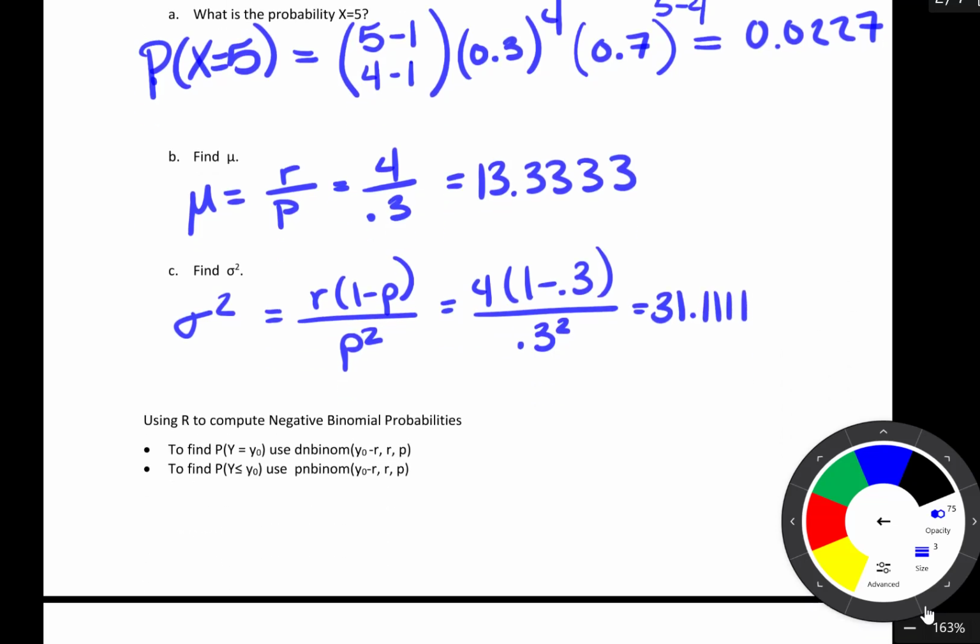And we could use R to calculate negative binomial probabilities, just like the other distributions that we've seen before. So for example, for part A in R, we could place dnbinom(5 minus 4, 4, and 0.3).